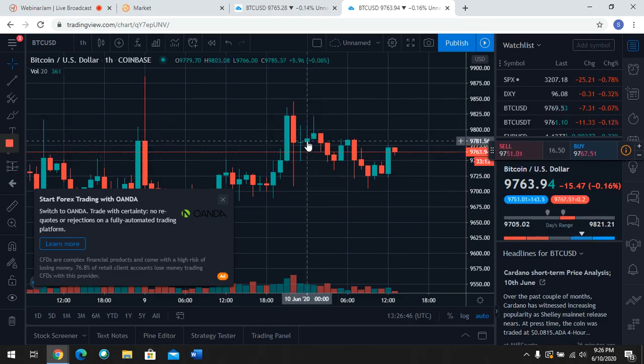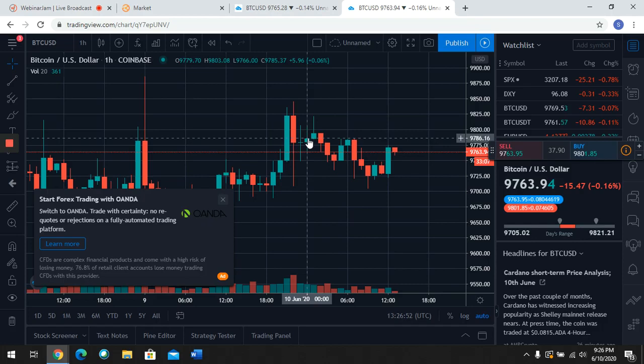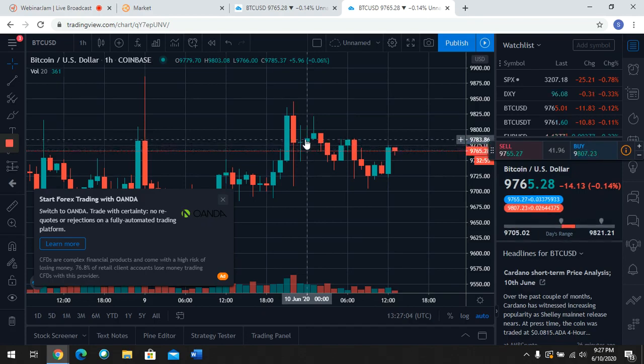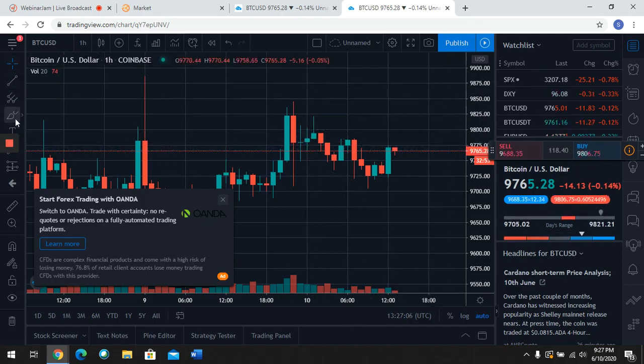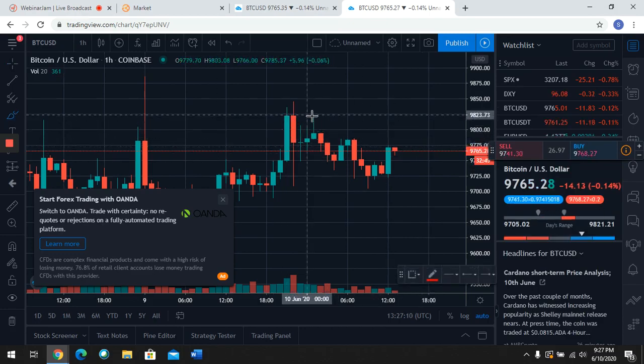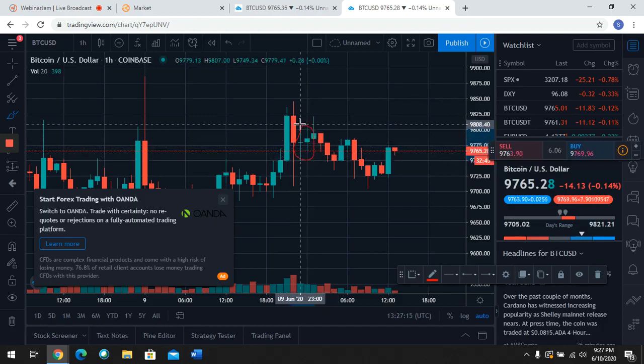Let me just move the cursor again. It closed at 9785, which is the upper body. The upper body was the closing, the lower body was the opening. The lower stick here, the line here, was the lowest it went. Let me see if you guys can see clearly. Let me just draw it out for you here.